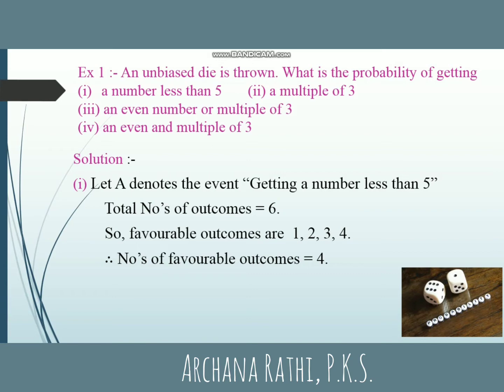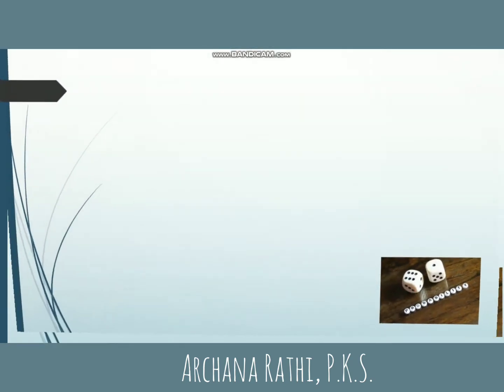Now the probability of getting a number less than 5, that is P of A, is 4 upon 6, that is favorable outcomes upon total number of outcomes, that is 4 by 6, that is 2 by 3. In this way you have to write very properly and write step by step for the 2 marks. Now second, we will discuss a multiple of 3.